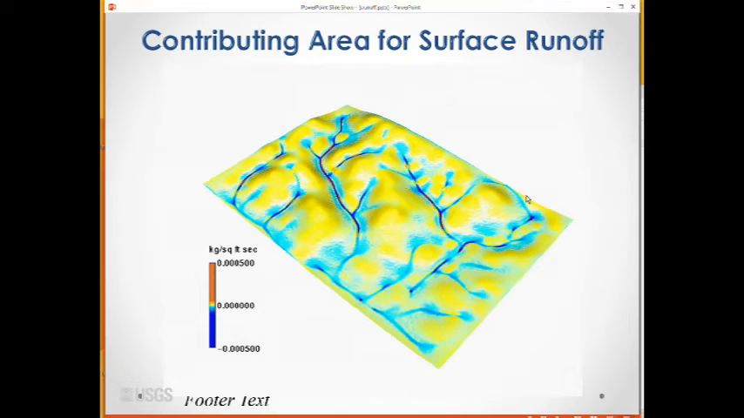This slide illustrates the partial contributing area process. The cyan areas are where infiltration and/or saturation excess are occurring. The yellow areas are where the soils are below their water holding capacities.